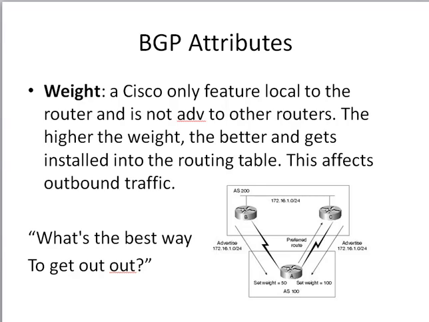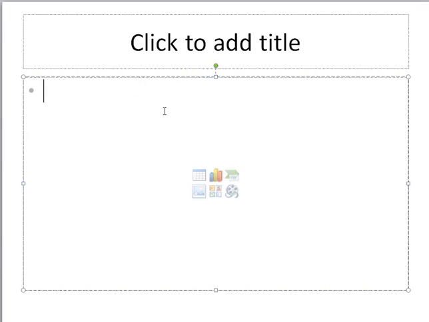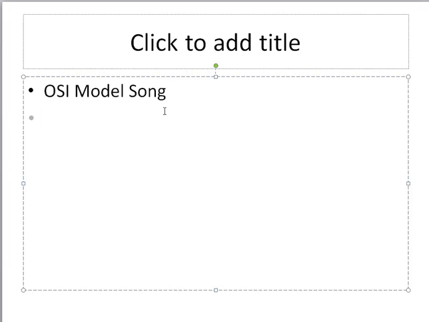Next up are the BGP attributes. And I'm pretty sure everybody knows already, for the OSI model, the song, I guess you call it, the 7 layers. I'm pretty sure everybody knows that acronym that everybody uses to memorize the OSI model. Does anybody know that song or that acronym that we use to memorize the OSI model?